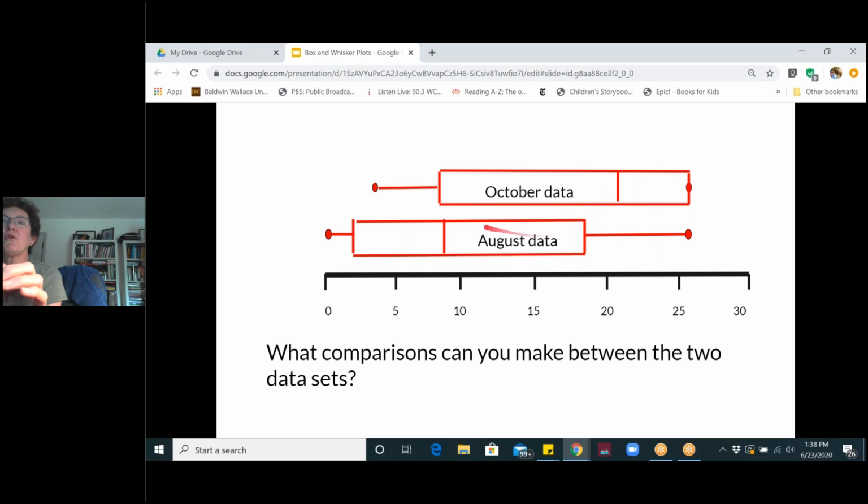So remember, half of the students knew 8 or more letters in August, and in October, half of the students knew 21 or more letters. So that's good, right? Because we want more and more students to know more and more letters.